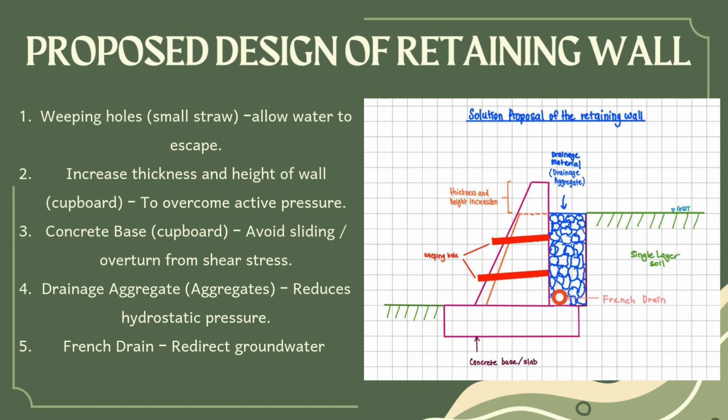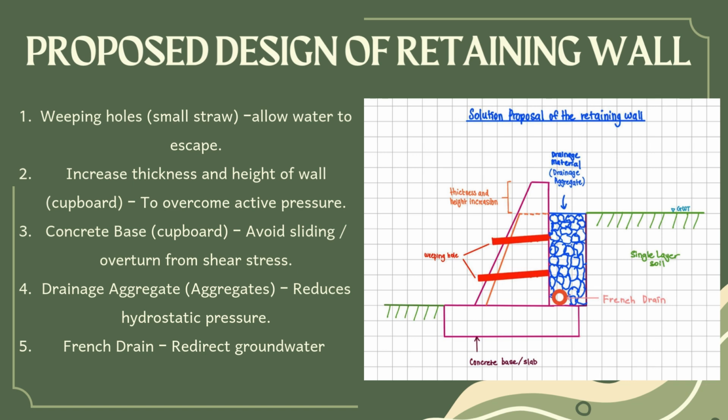Other than that, students also included a concrete base at the bottom of the retaining wall. This acts like a strong foundation. It prevents the wall from ssliding. Behind the wall, we place drainage aggregates. These are coarse materials like gravel that help water flow freely, aside from reducing hydrostatic pressure.